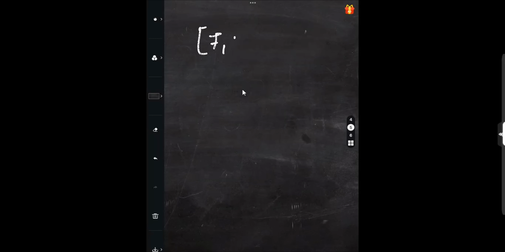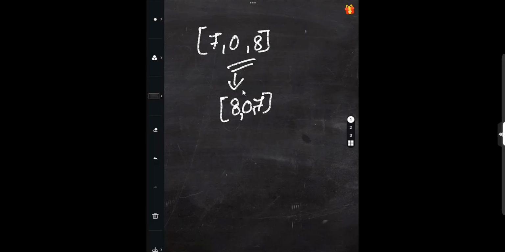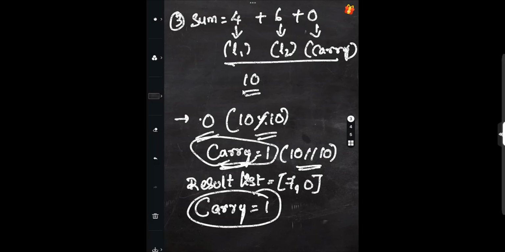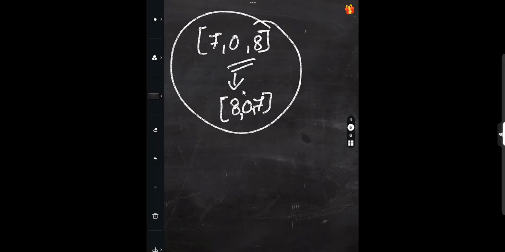We are returning the final result list, nothing but 708 here. So the final output will be 708, which represents the sum 807 in the reverse order. So I'll just come here to the first one. Here we have to get this one in the reverse order, and we have to display the output 708. That's what we got here in the final step.